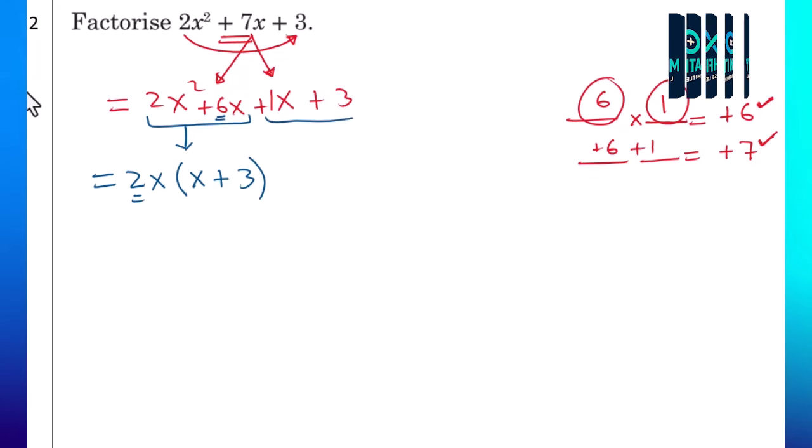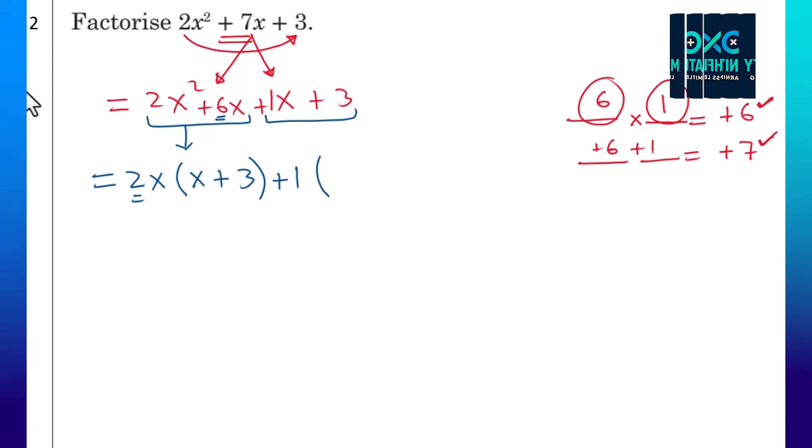What is common from the second pair? No number is common, no variable is common. So we can write 1 is common between them. So x plus 3.